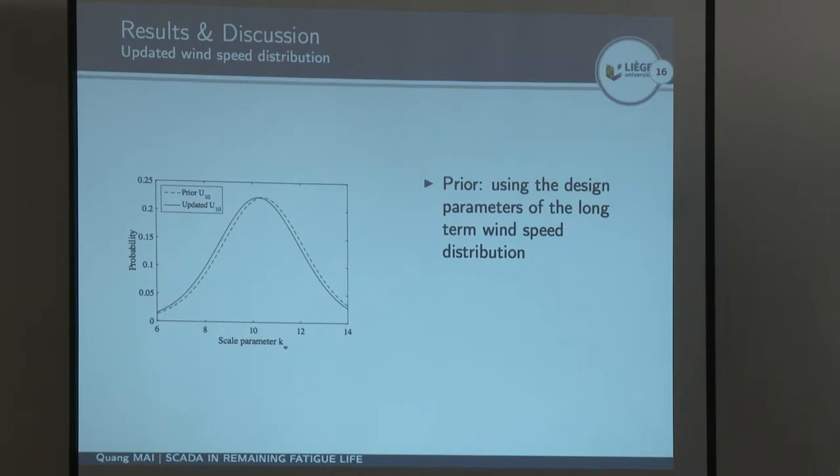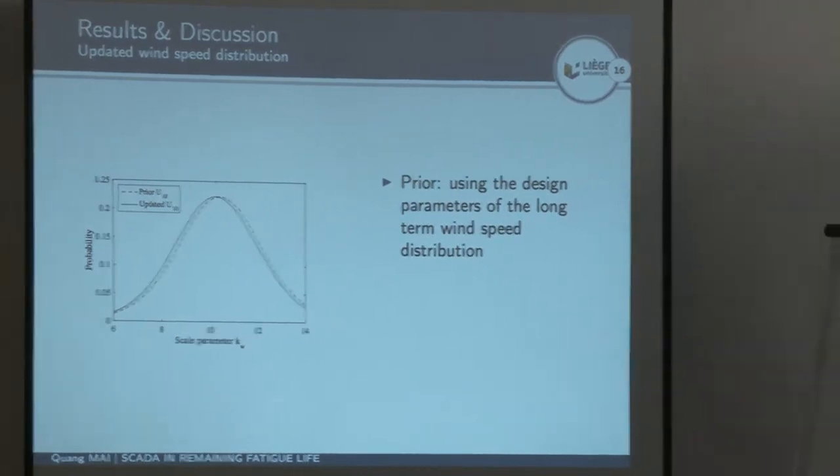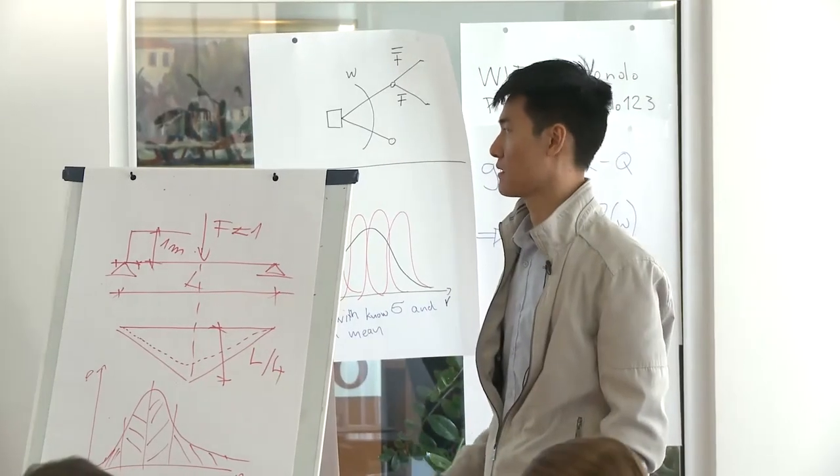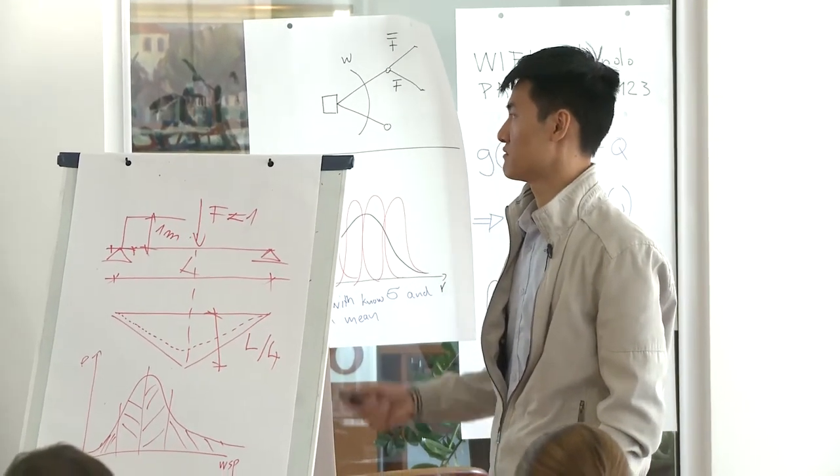And this is the updated distribution of the scale parameter of the wind speed distribution using 3 years of measurement. The continuous line is the one after updating, and the prior one is the dashed line. So you see it move to the left, just a little bit. We can consider that it's smaller than predicted in the design stage, but it's a good estimation for the design.